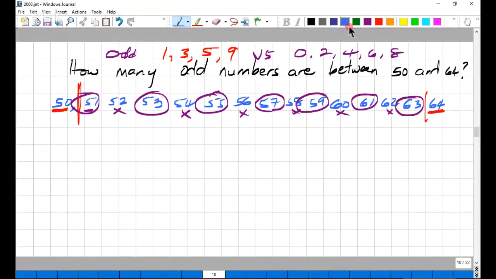So let's look at how many we have that we can use, because they said how many. How many? 1, 2, 3, 4, 5, 6, 7. So answer equals 7.